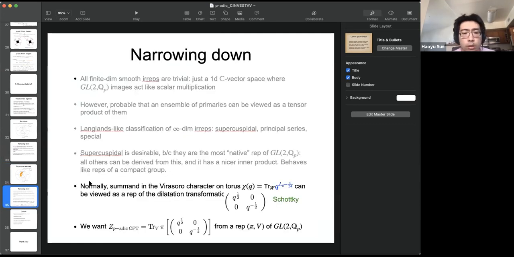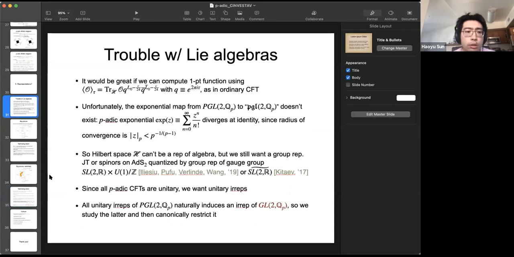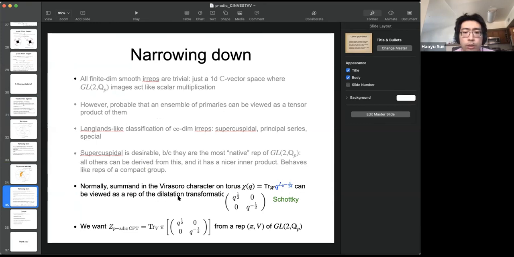Now, normally in the two-dimensional CFT, the Virasoro character on the torus is as follows, which is basically a square root of these partition functions. It can be viewed as a representation of the dilatation transformation, namely the generator of the Schottky group. So in the p-adic setting, we would want the partition function of the p-adic CFT to be expressed as a certain trace of the representation of the Schottky group. Okay, so this is one criterion we proposed.